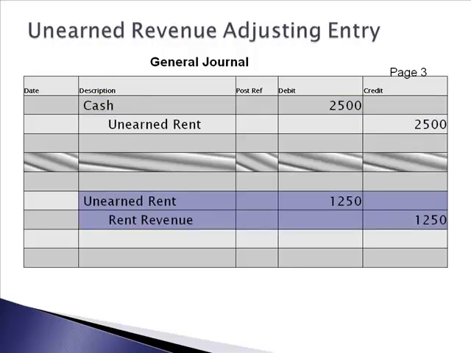As time passes, we do earn the revenue. In this case, 1 month has passed. They paid us for 2 months worth of rent in advance. And so 1 month has been earned, half of that, $2,500. And so we now debit our liability, showing we have provided the promise that we made, fulfilled it for the 1 month, and we record revenue that we have now earned 1 month's worth of rent.